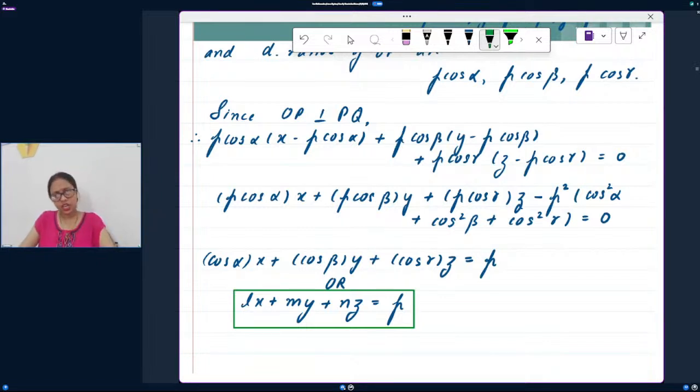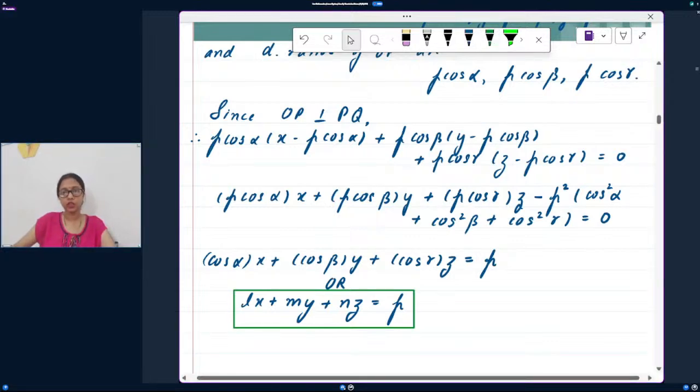If you see again, this is actually ax plus by plus cz plus d is equals to 0 kind of equation. But because p is the distance, that has to be positive. The d is a constant in a general equation, so d can be positive, negative, anything. But p over here has to be positive, and the constants l, m, n have to satisfy the relation l square plus m square plus n square is equals to 1. So there are some different things.